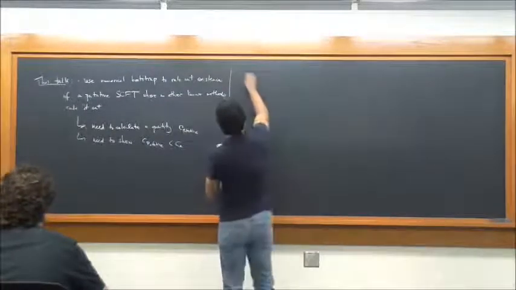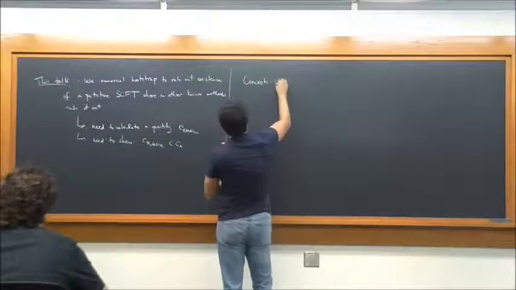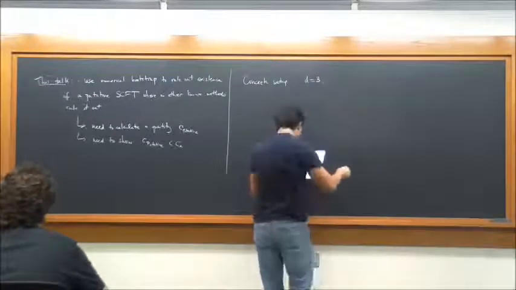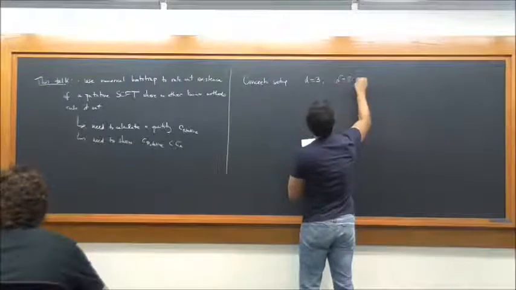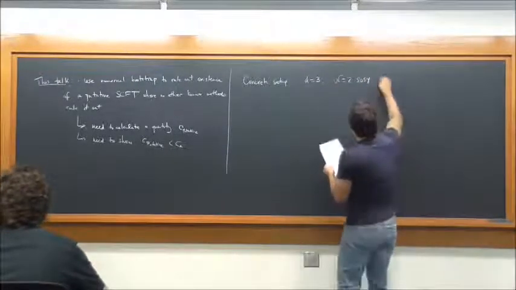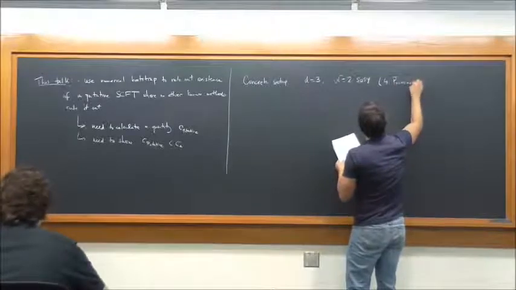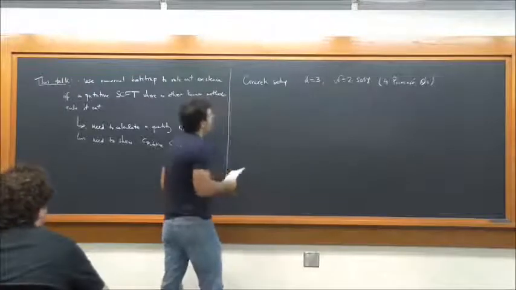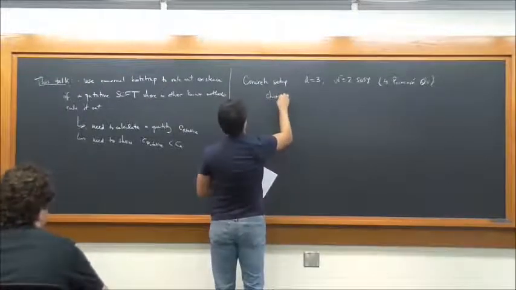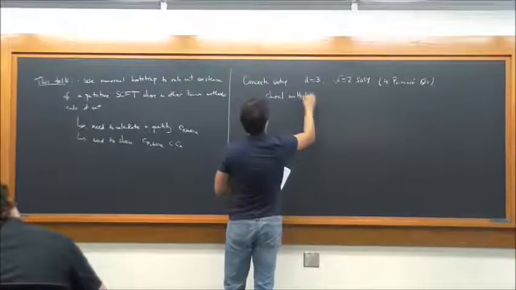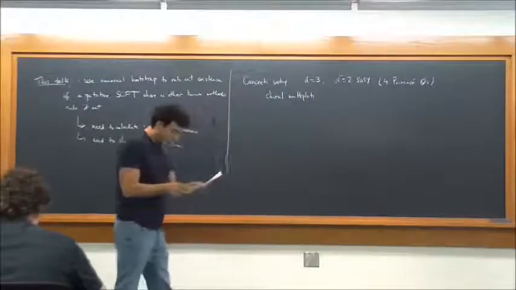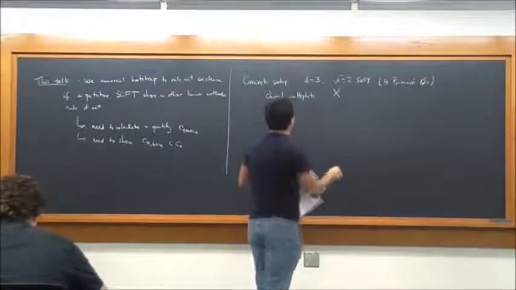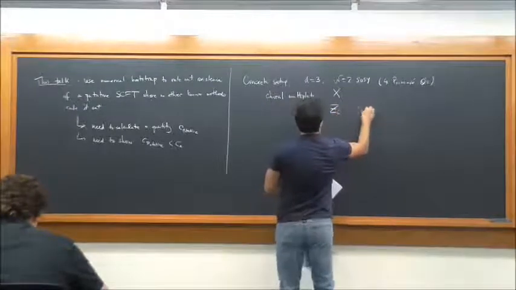Okay. So I have a concrete setup, which is in 3 dimensions. I'm going to do N equals 2 supersymmetry, meaning 4 Poincare supercharges. And I'm going to use only chiral multiplets. I'm going to have a chiral multiplet that I'll call X, and I'm going to have N other chiral multiplets, so I'll call them z sub i, where i goes from 1 to N.